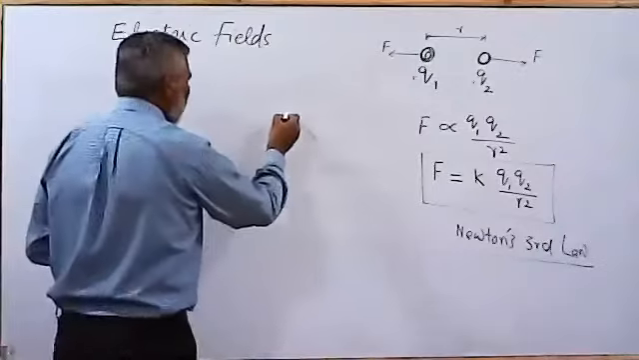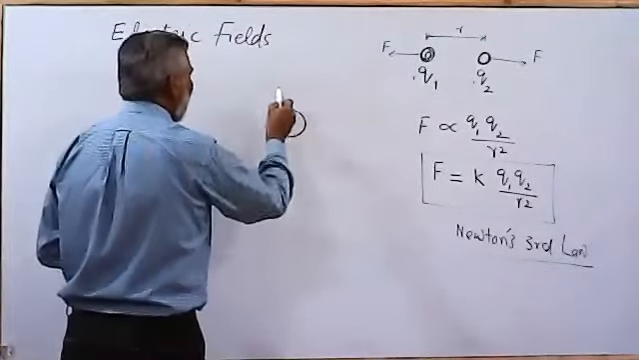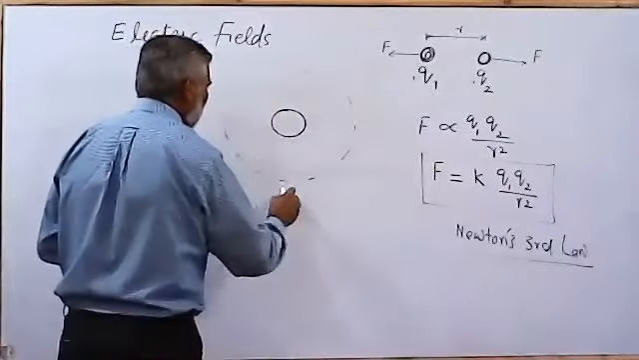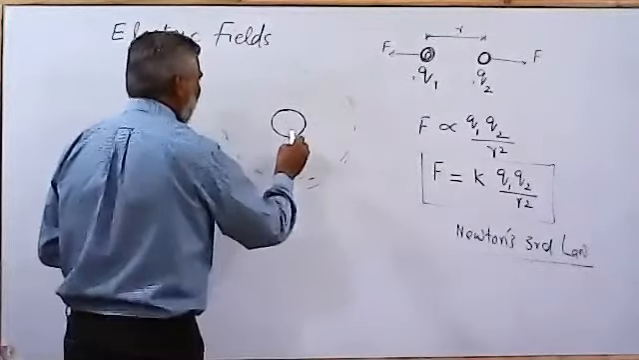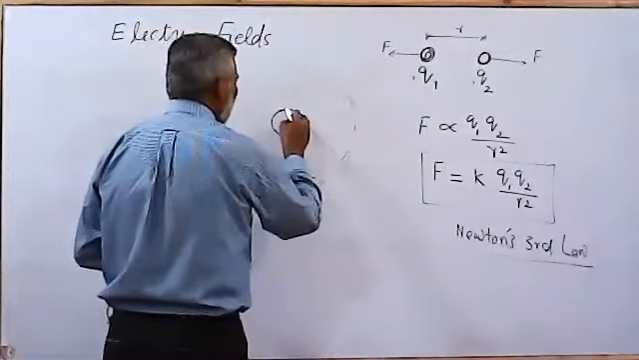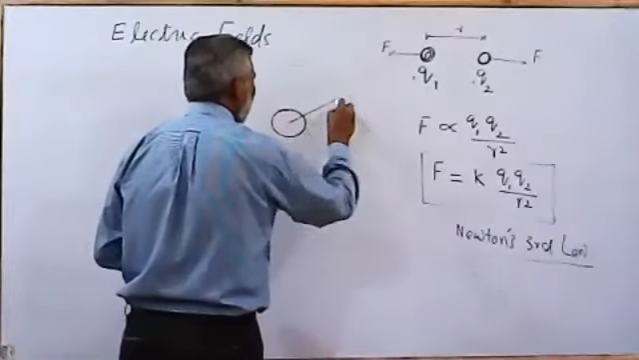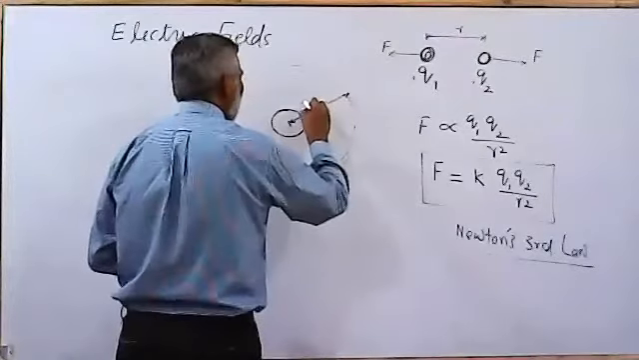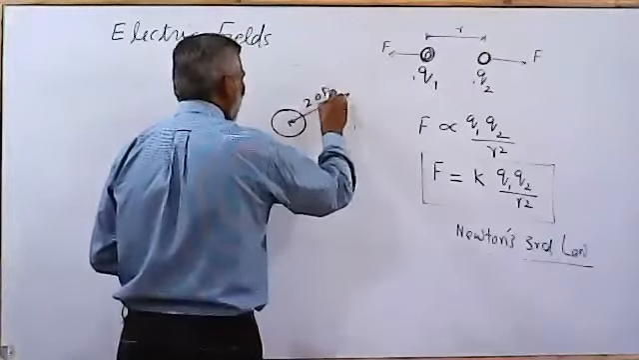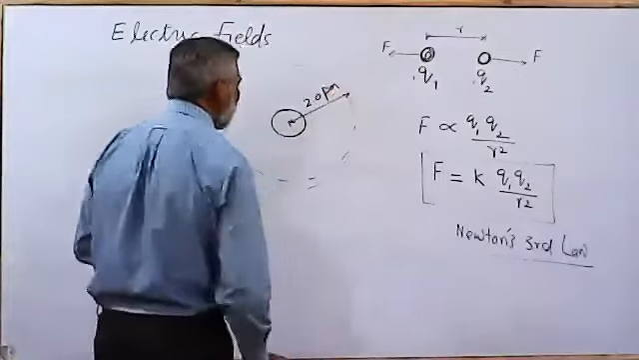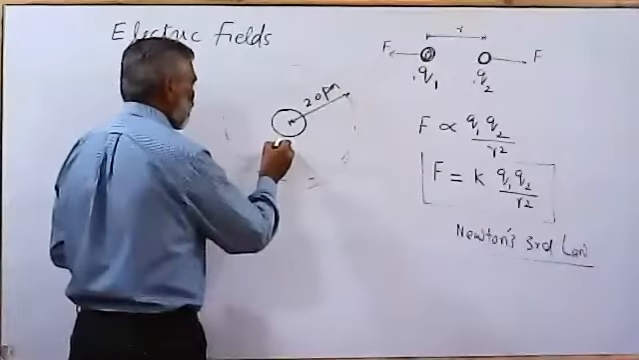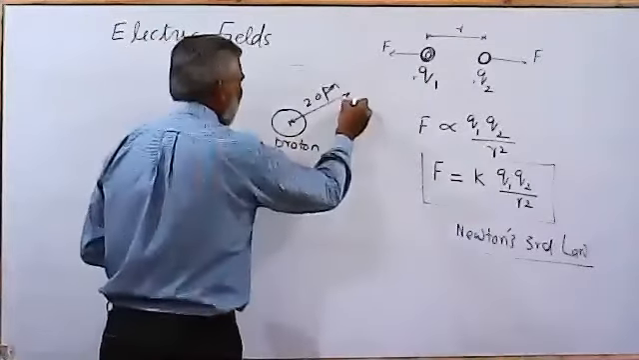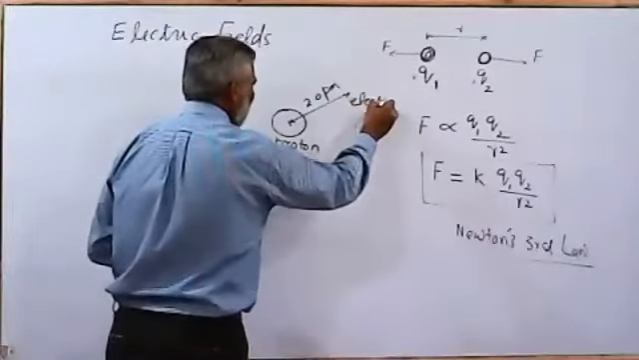This is a proton, and an electron is circling it, and let's assume the distance between these two is 2 picometer. They are 2 picometer apart. This is a proton, and this is an electron circling it.